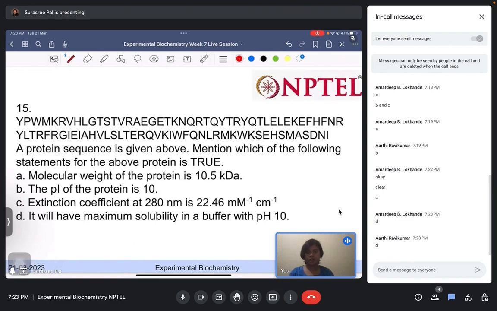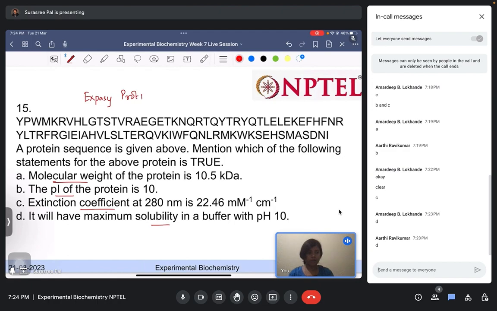Okay, now this question 15, here the amino acid sequence of this protein has been given. Now you have to state these statements like the molecular weight, the pi, extinction coefficient, solubility. Now, how do you determine these values? So, the tool that should be used is Expasy ProtParam.